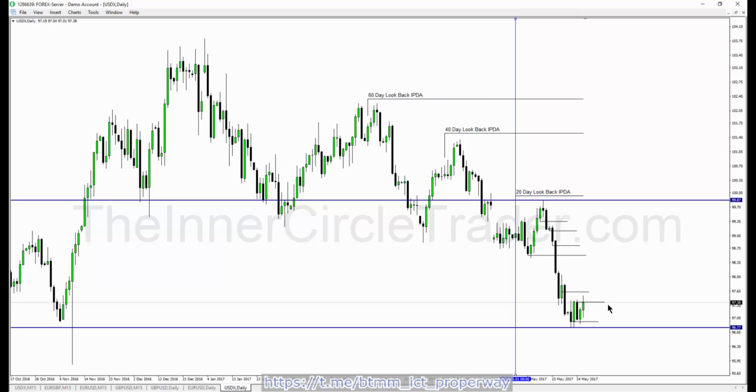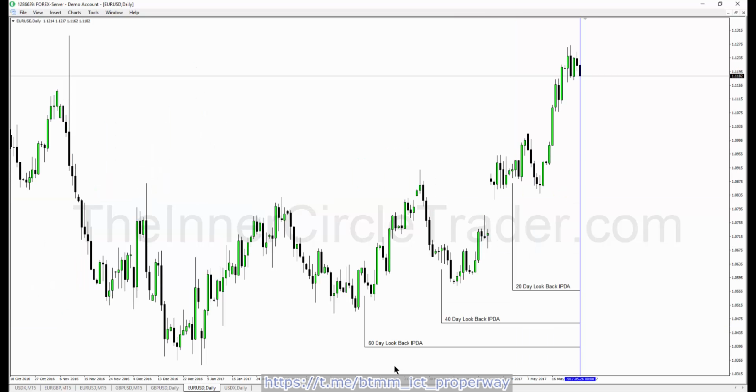Now you would take this same element and add it to the Eurodollar's daily chart. And we'll do that now. Okay, so we have the IPDA data ranges for 60, 40, and 20 on the Eurodollar daily chart now. And now we're going to look inside the last 20 days look back period, and we're going to identify the range.